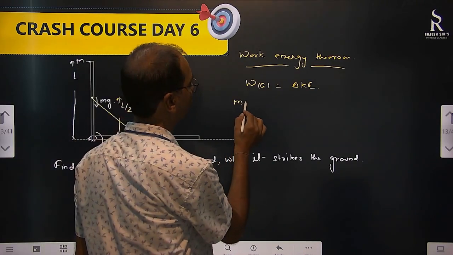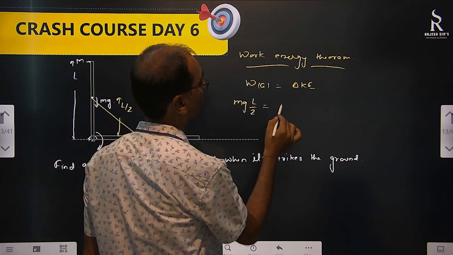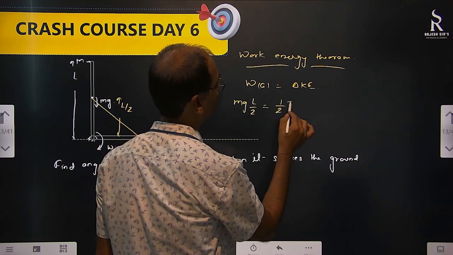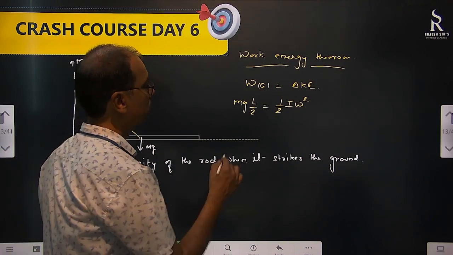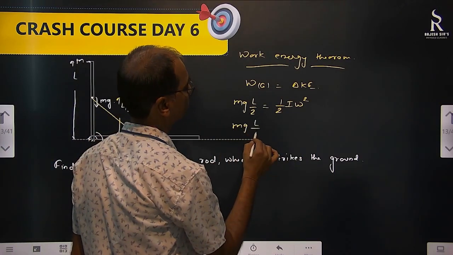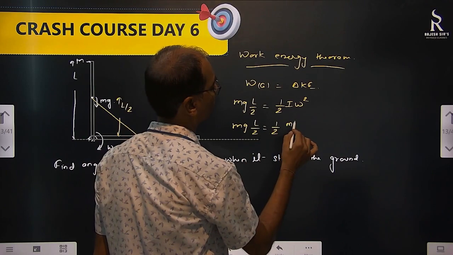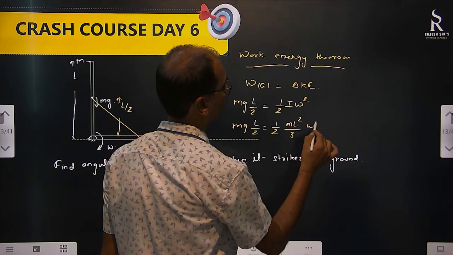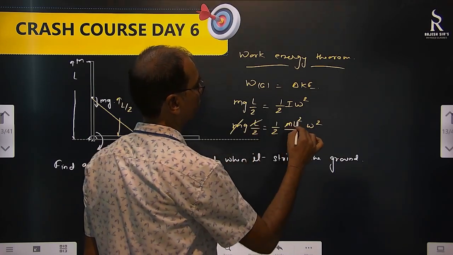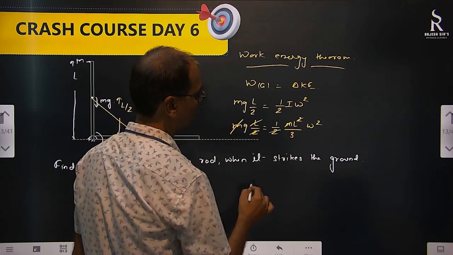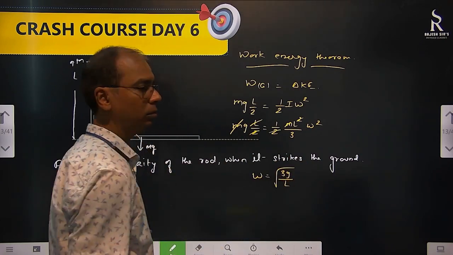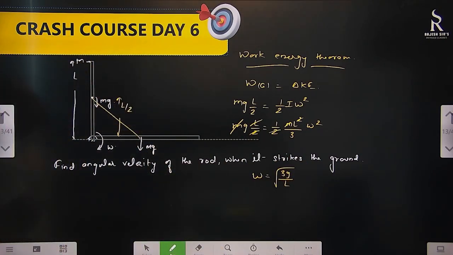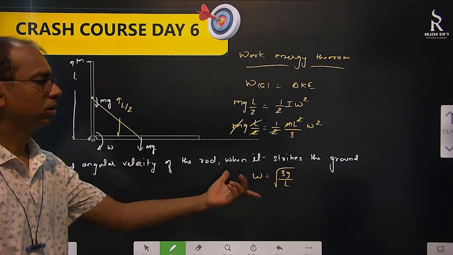So mg into L by 2 equals what? Initial kinetic energy is 0, final kinetic energy is half I omega square. So mg L by 2 equals half ml square by 3 into omega square. m and L cancel, 2 and 2 also cancel. Omega is root 3g by L. So if the rod is coming down, the angular velocity will be this.